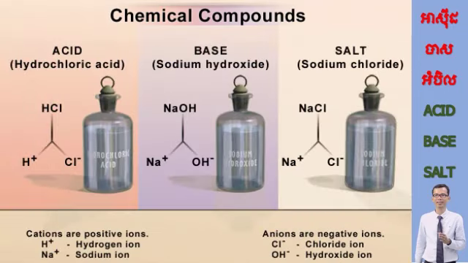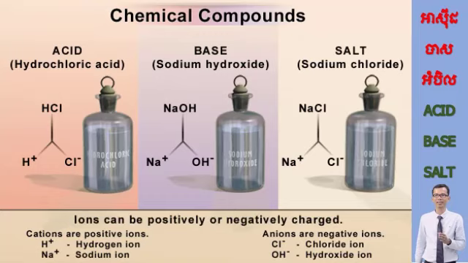Acids, bases, and salts are compounds that ionize in water. Ions are atoms or groups of atoms that carry an electrical charge. Cations are ions that have a positive charge, and anions are ions that have a negative charge. When acids, bases, and salts dissociate, they separate into cations and anions.